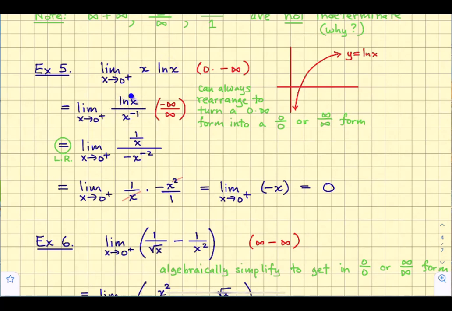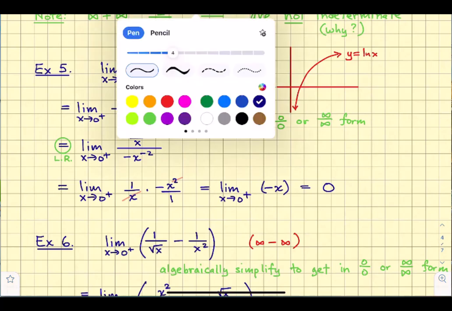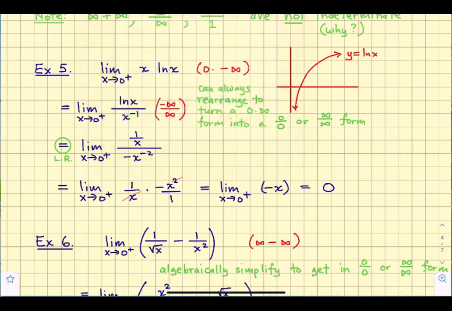This is looking more and more like an L'Hopital's rule applicable problem because it's a quotient. But also, if you stare at this now, as x goes to 0 from the right, the numerator is going to minus infinity. The denominator is also going to minus infinity. And so this is an infinity over infinity indeterminate form, and so we can use L'Hopital's rule here.